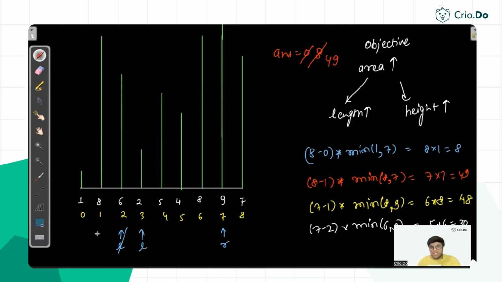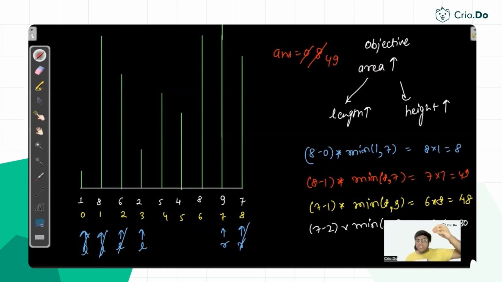I will do left plus plus. Left initially was at 0. Then it came at 1. Similarly, right initially was at last index. Now it is at 7th index. 2 comma 9. Minimum will be 2. Distance will be 7 minus 3, 4. 4 into 2 will be only 8.